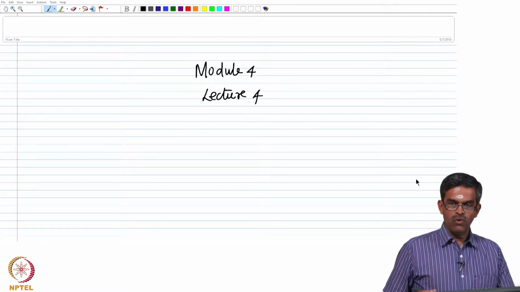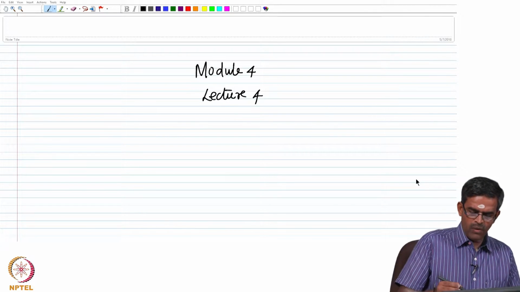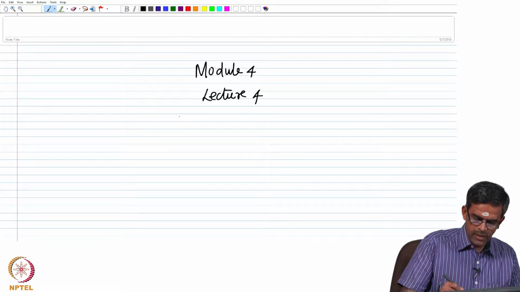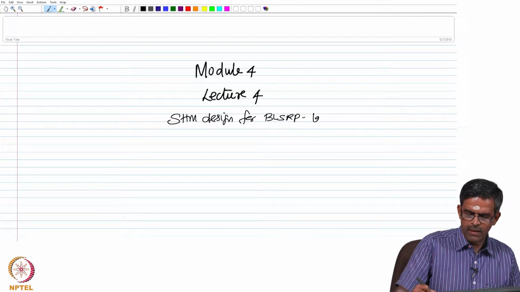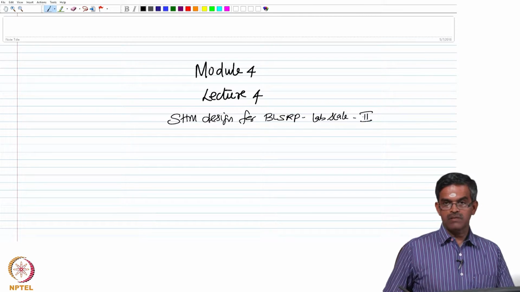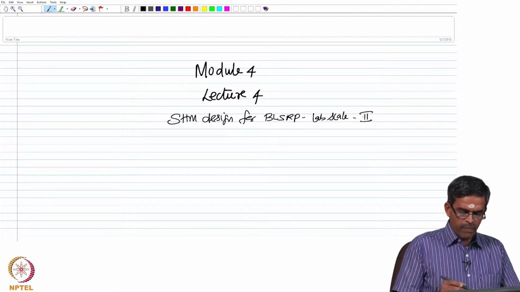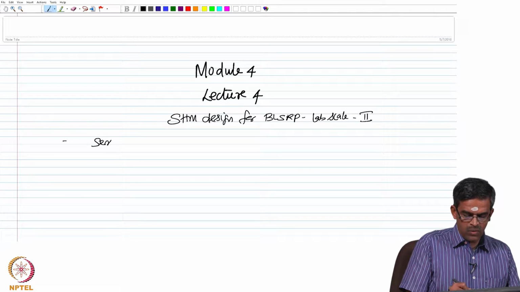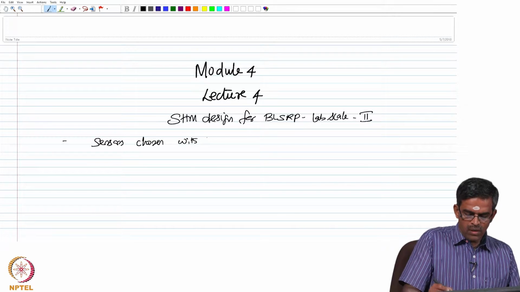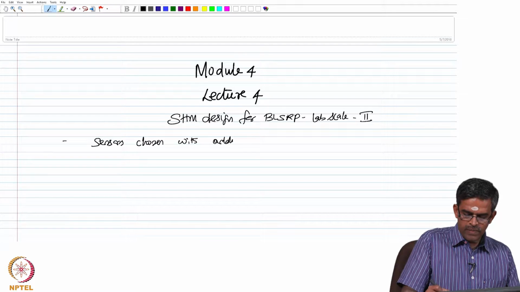Friends, welcome to the fourth lecture in module 4. Here we are going to continue with the discussions on SHM design for BSLRP in the lab scale, which we discussed in the last lecture. This is the second lecture in continuation with the previous one. If you look back at the summary in the last lecture, we said that the sensors are now chosen with few additional requirements.